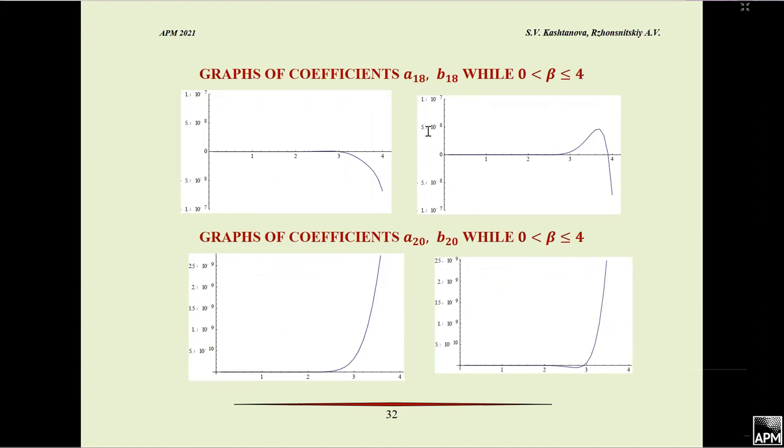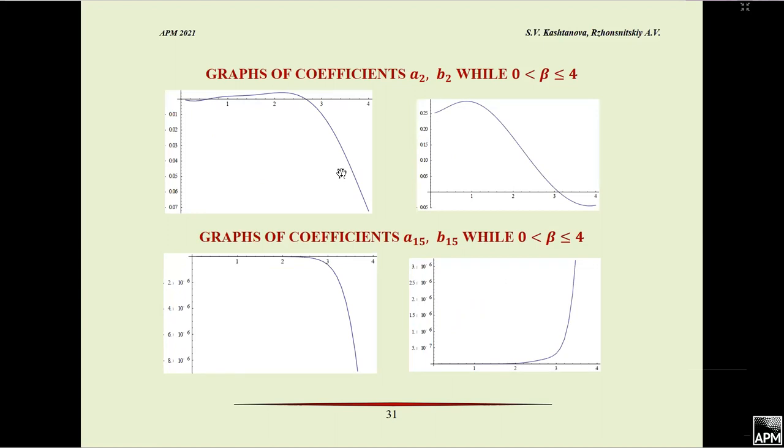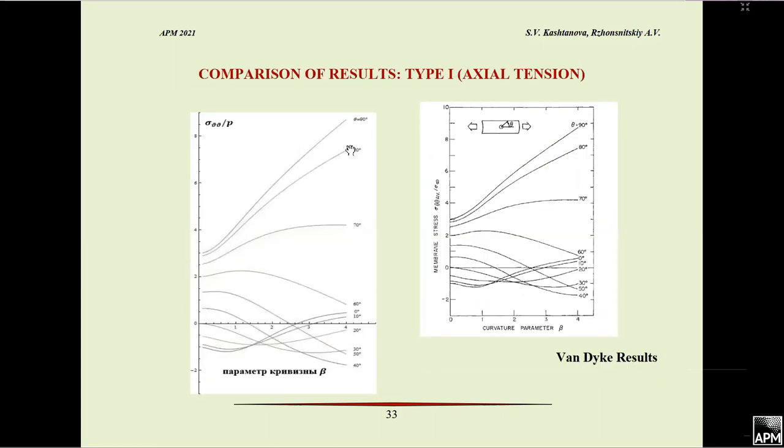And here is the behavior of coefficients, and again about block diagonal predominance. Here you can see that if you take a larger n, for example 18 or 20, when beta is small they are equal to zero, and they only start to play some role when beta becomes rather big, from 3, for example. In contrast, for small n, when n is equal to 0 or 1, it plays a role when beta is small, but then it tends to 0 and has almost no influence on the solution. Again, we show here the block diagonal predominance of the matrix.